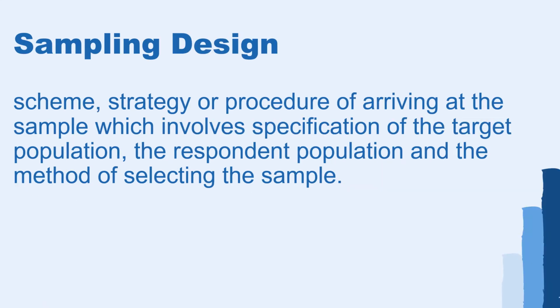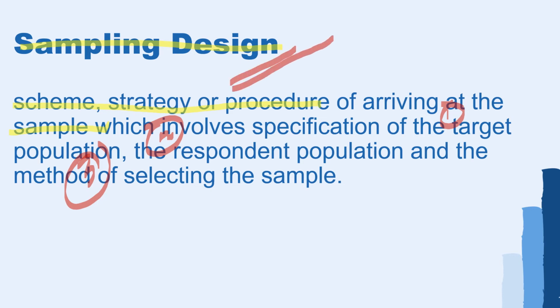Next, you have the sampling design. Class, sampling design is the scheme, strategy, or procedure of arriving at the sample, which involves the specification of the target population, the respondent population, and then the method of selecting the sample. So it would have three components. One, the specification of your target population. Two, the respondent population. And three, the method of selecting the sample. That's one, two, three, the components of your sampling design.